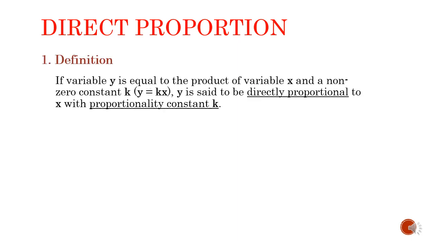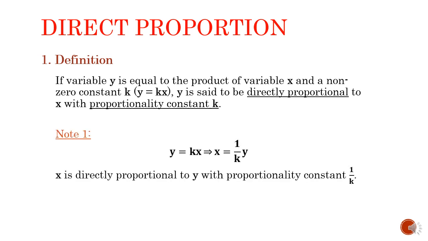If variable y is equal to the product of variable x and non-zero constant k, y is said to be directly proportional to x with proportionality constant k. Note that in this case, x is equal to 1 over k multiplied by y. So we have x is directly proportional to y with proportionality constant 1 over k.